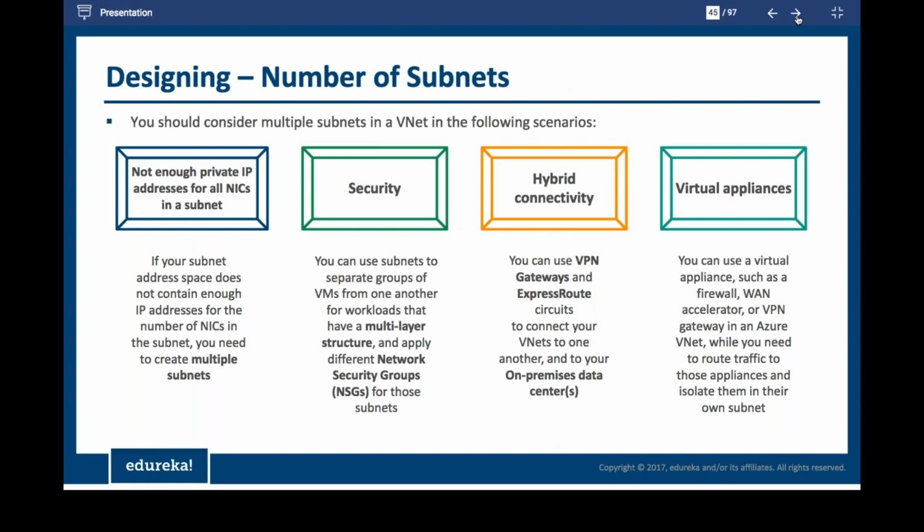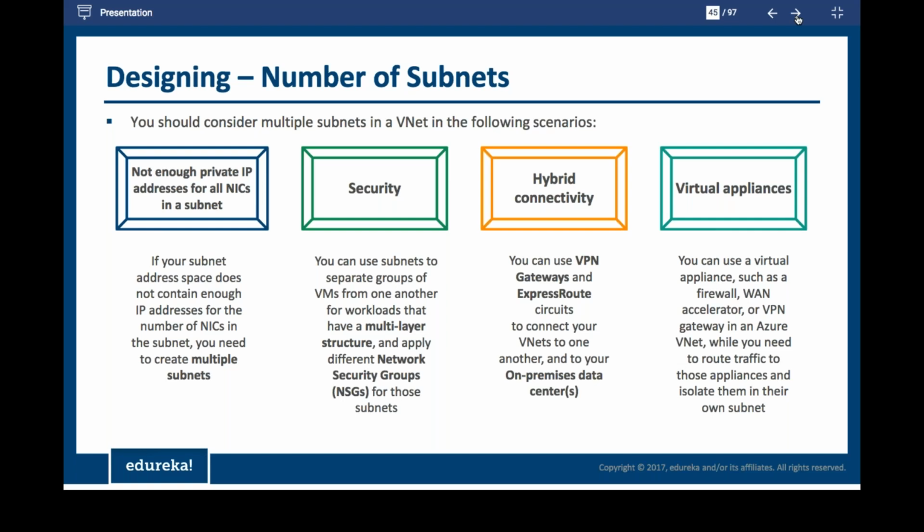So here goes designing the number of subnets that you have. You should always consider multiple subnets in a virtual network when you go for these scenarios. If you don't have enough private IP addresses for all network interface cards in a subnet, in that case, you will go for multiple subnets. If your subnet address space does not have enough IP addresses, like you have allocated machines for almost all IP address ranges, then you will be having multiple subnets.